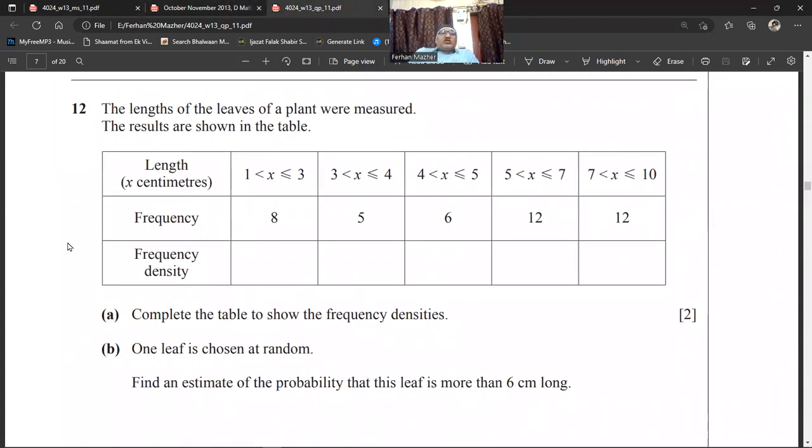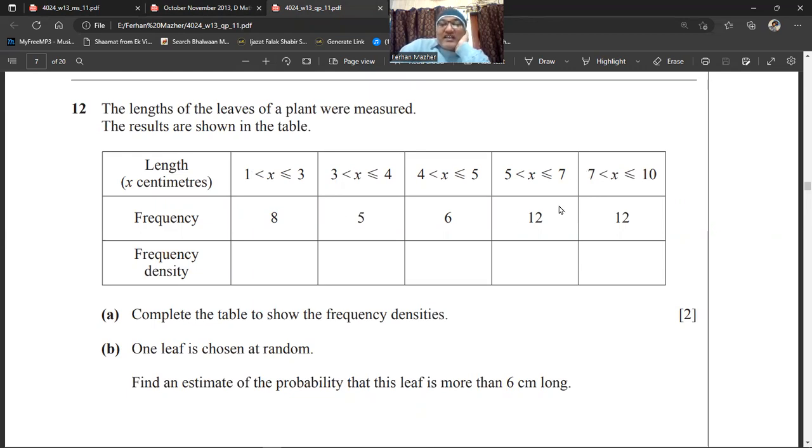Okay, the lengths of the leaves of a plant are measured. The results are shown in the table. Complete the table to show the frequency density. The formula for the frequency density is frequency divided by the class width. And how do you find the class width? From this boundary, subtract this boundary, from this subtract this, and so on. You will get the class width of each class.